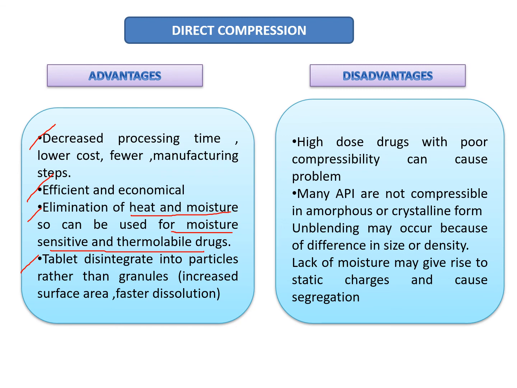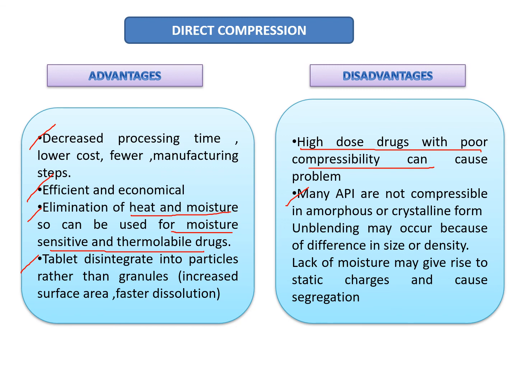Now, disadvantages. High dose drugs with poor compressibility may cause problems. So drugs which are poorly compressible and have high dose can cause some problems. Many API are not compressible, either they are amorphous or crystalline, so they are not compressible. Unblending may occur because of the difference in size or density. Unblending means demixing or segregation can occur between particles of different size and density. So this is the disadvantage.